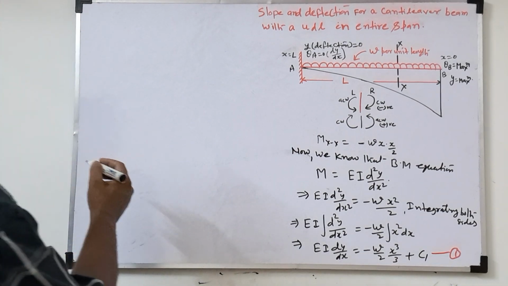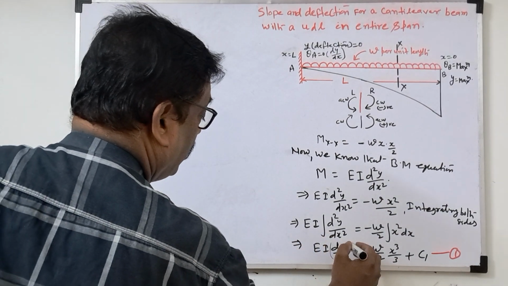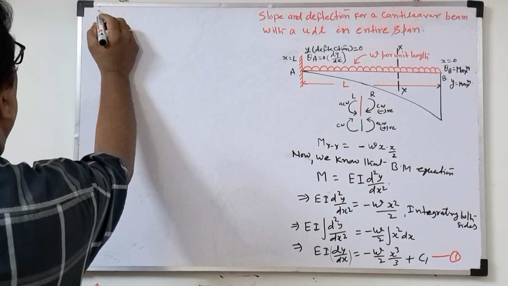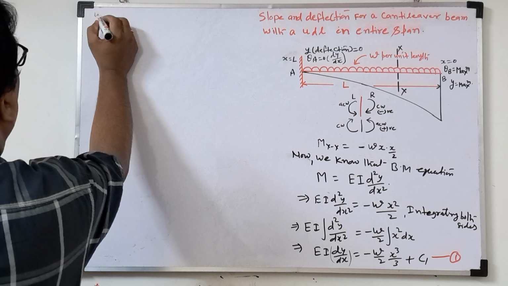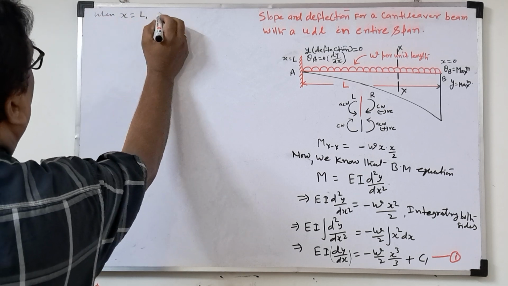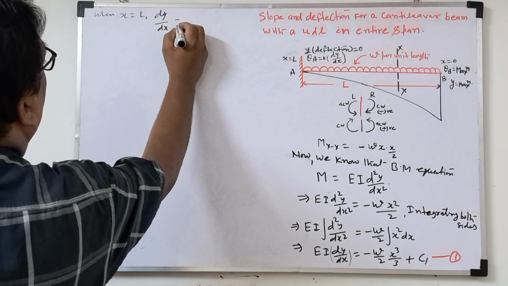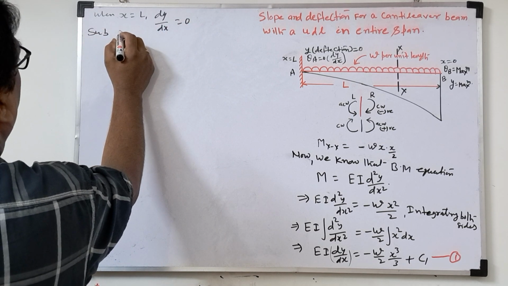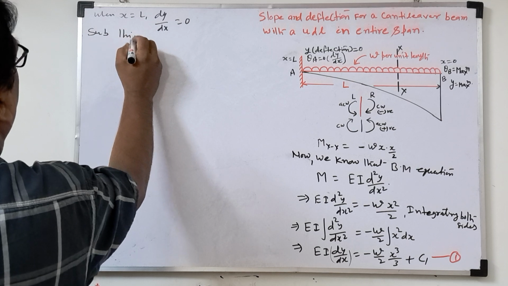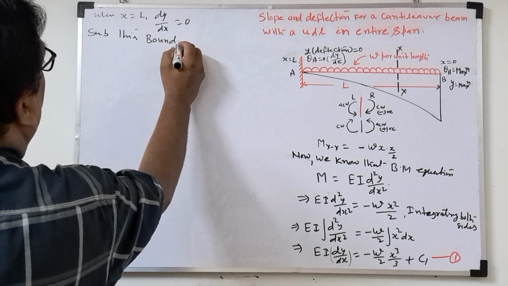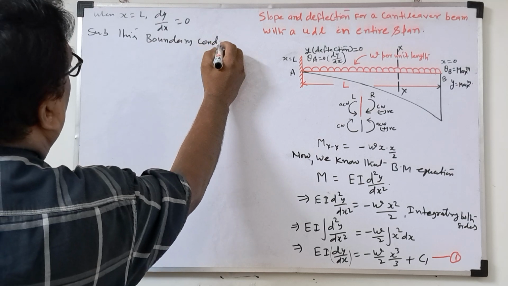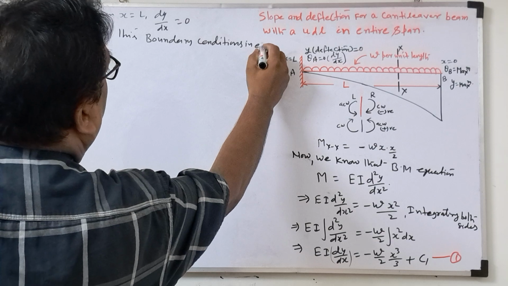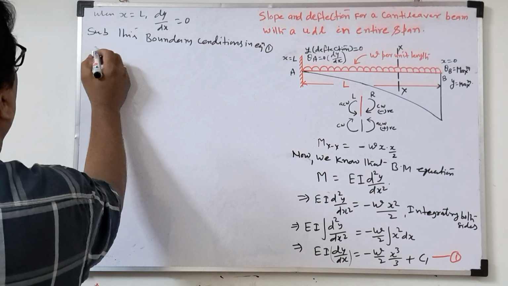Now we'll apply the boundary conditions. To find C1, we make dy by dx equal to 0, which means the slope will be 0 when x equal to L. When x equal to L, dy by dx will be 0. Substitute this boundary condition in equation 1. So what will we get here?